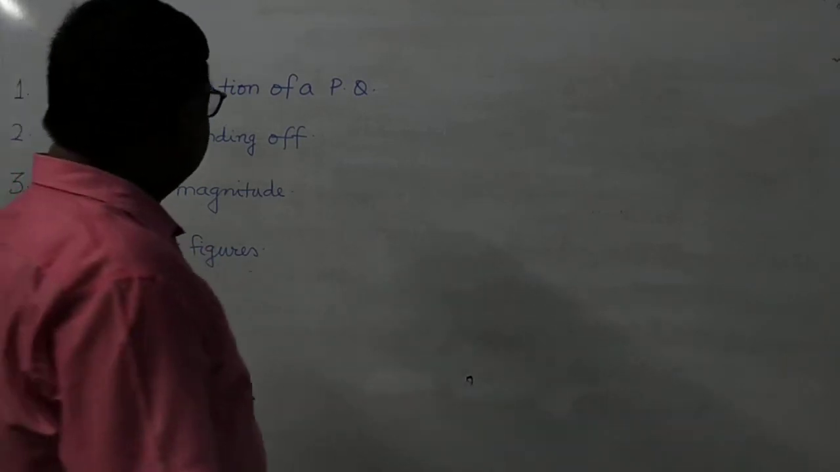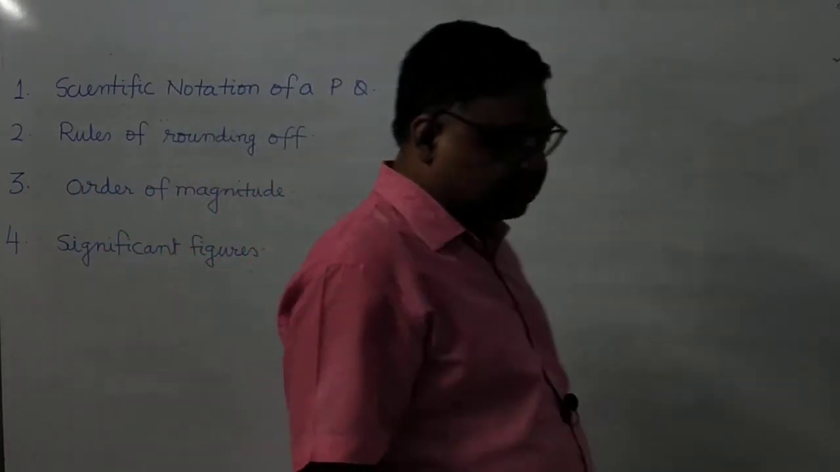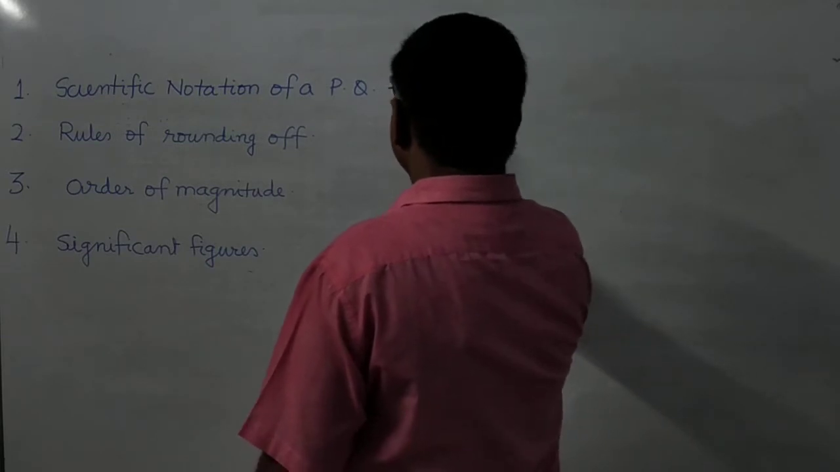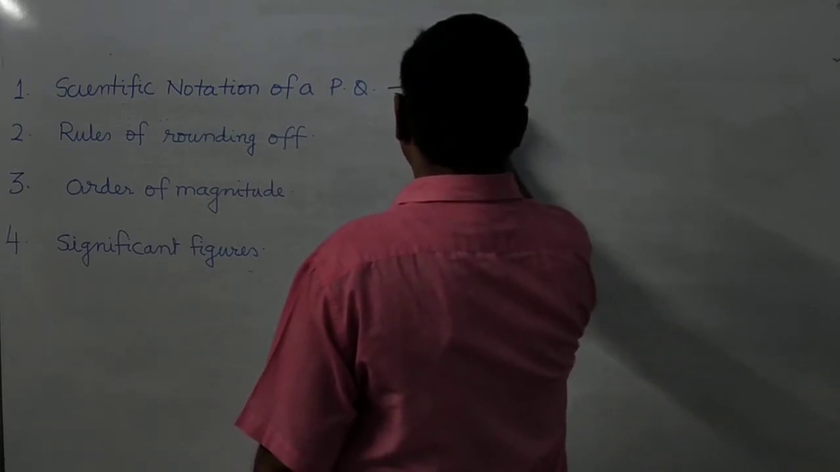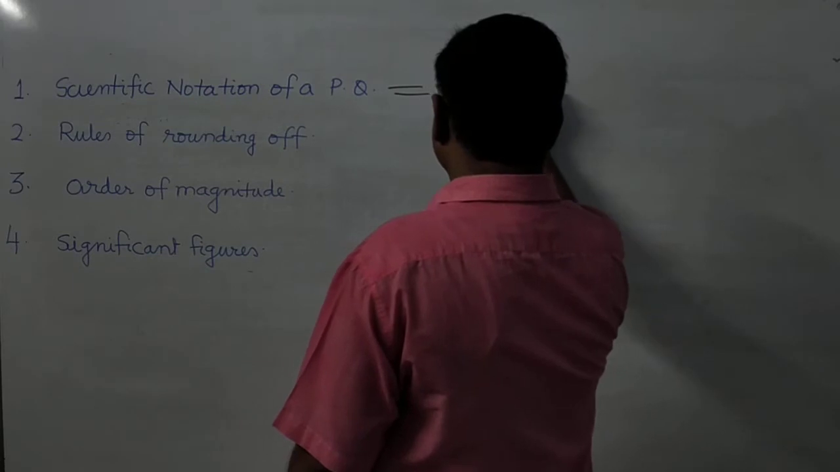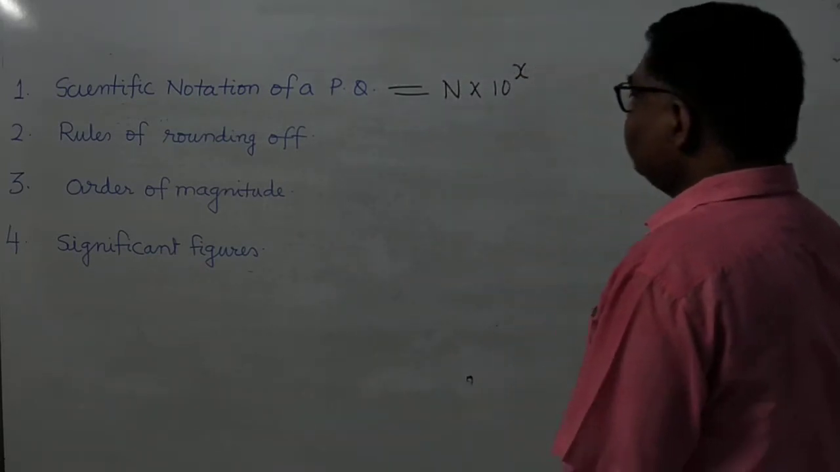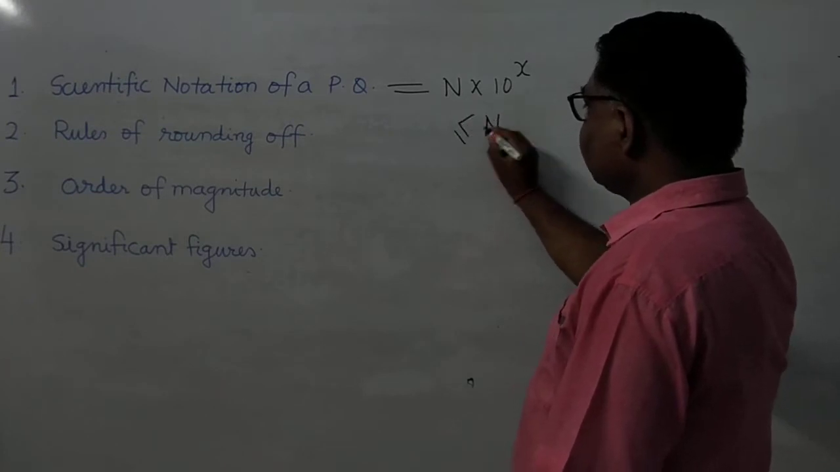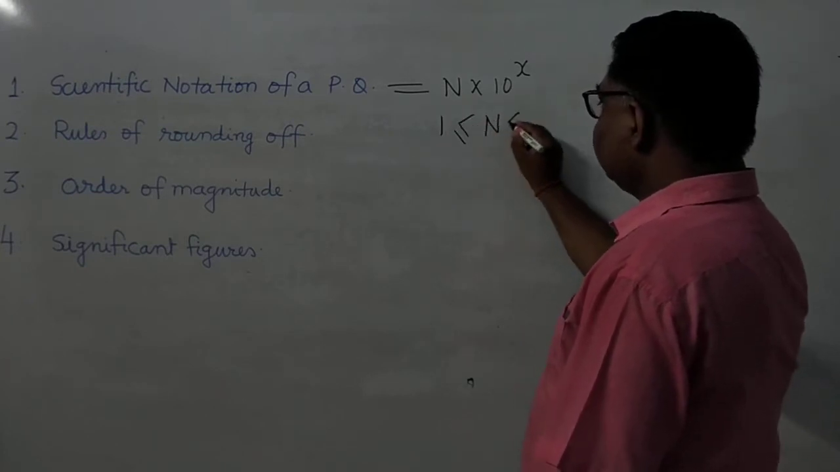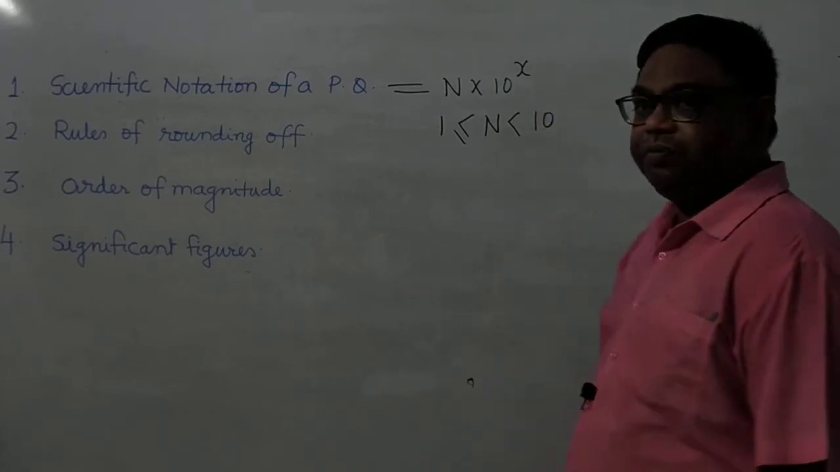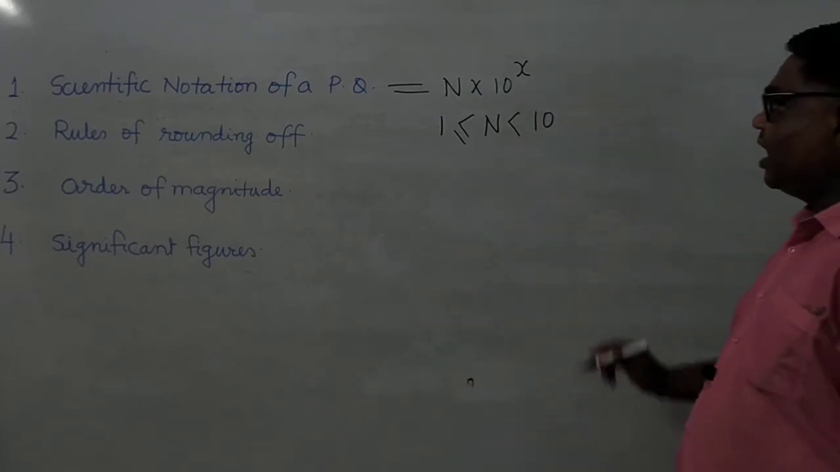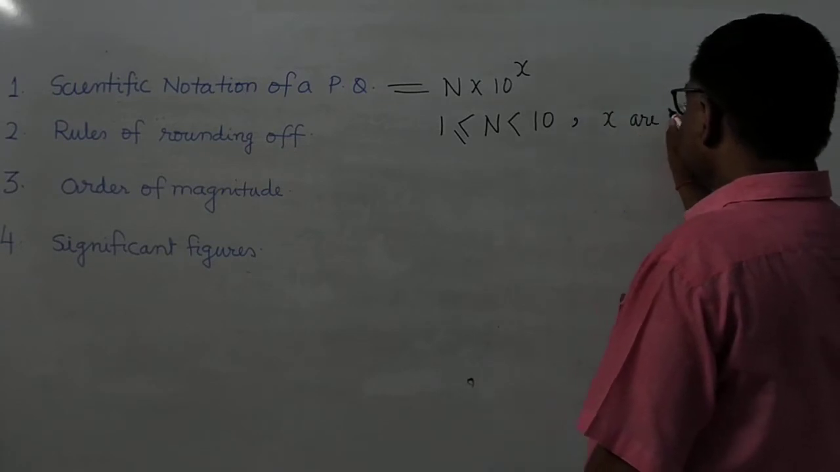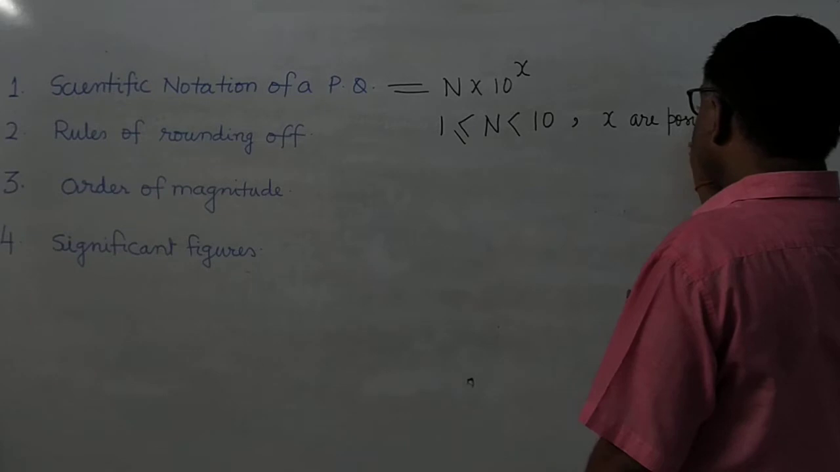Now see here, what is the meaning of scientific notation? Scientific notation means in science we express any result in this form: n into 10 to the power x, where n is a number which may be greater than or equal to 1 but less than 10, means it will be always less than 10. And here x are what? X are positive or negative integer powers.